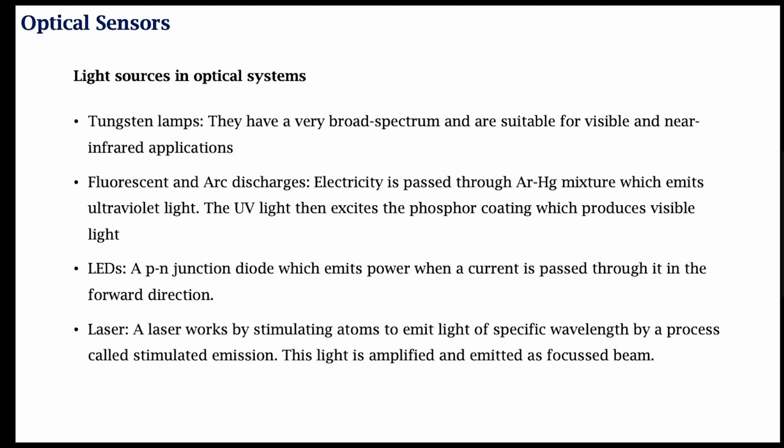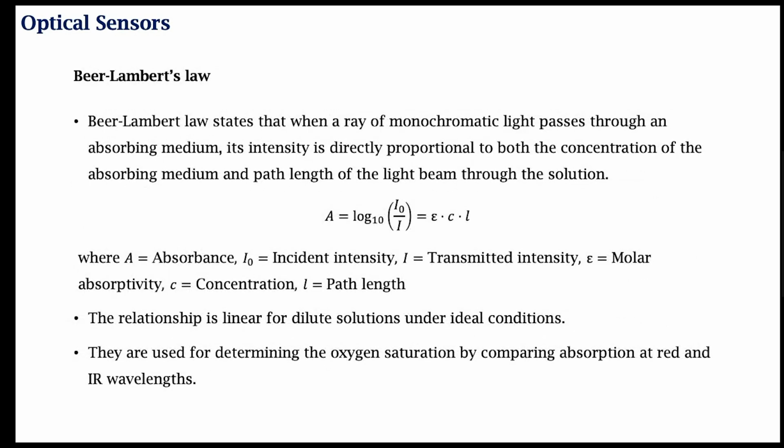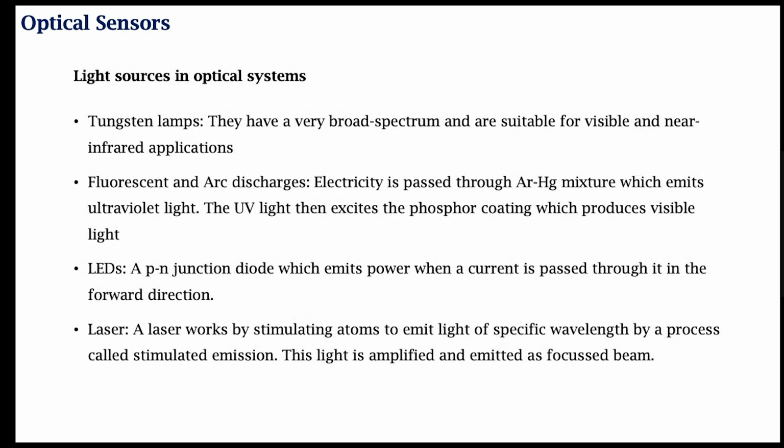What are the various light sources that are used? What are the various sources of light? Tungsten lamps. But the problem is, earlier, in Beer-Lambert's law, we said monochromatic light. In this slide, we are saying tungsten lamp. But the problem is that these provide light at various wavelengths. So they are not suitable for monochromatic measurements, but they are suitable for visible and near infrared applications.